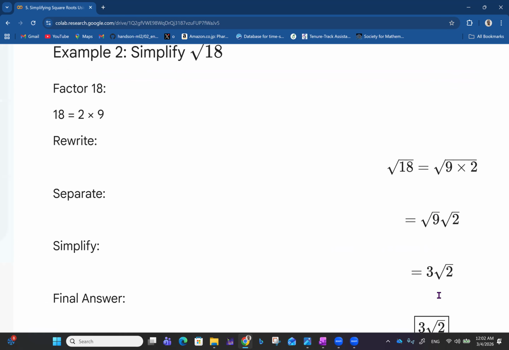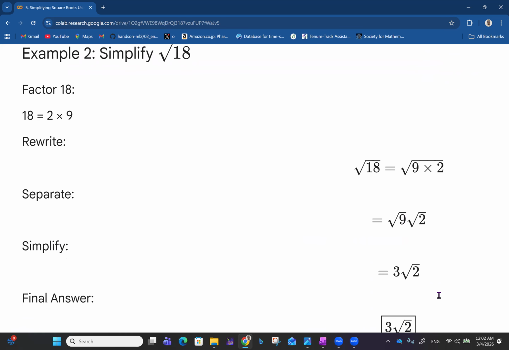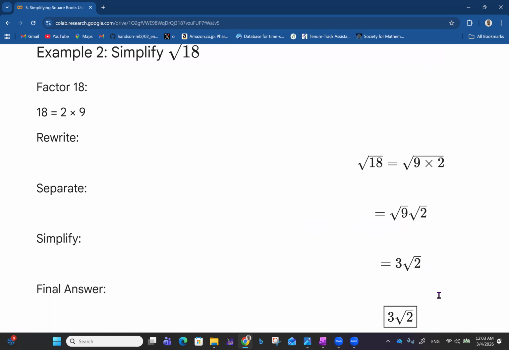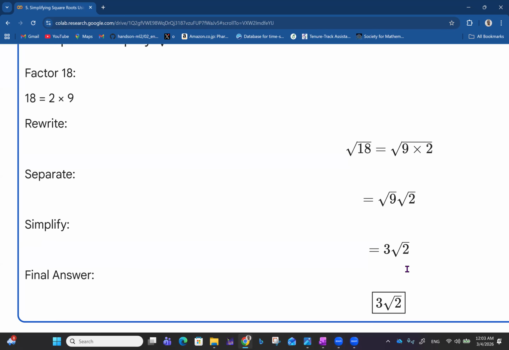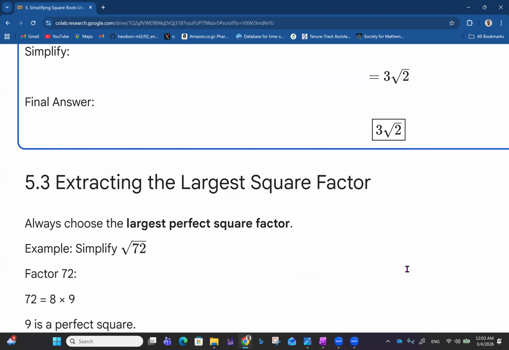We have the same thing for root 18. For root 18, you factor 18 into 2 times 9. That's straightforward. 9 is a perfect square already. So root 18 is the square root of 9 times 2. So that's the square root of 9 times the square root of 2. The square root of 9 is 3, and then root 2. And that's the answer for root 18.